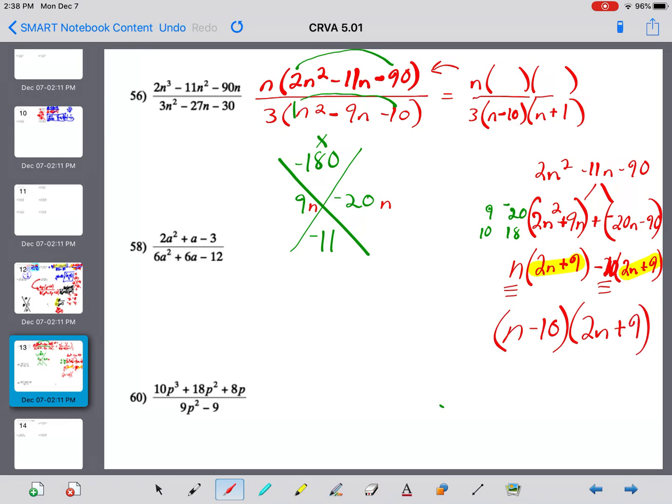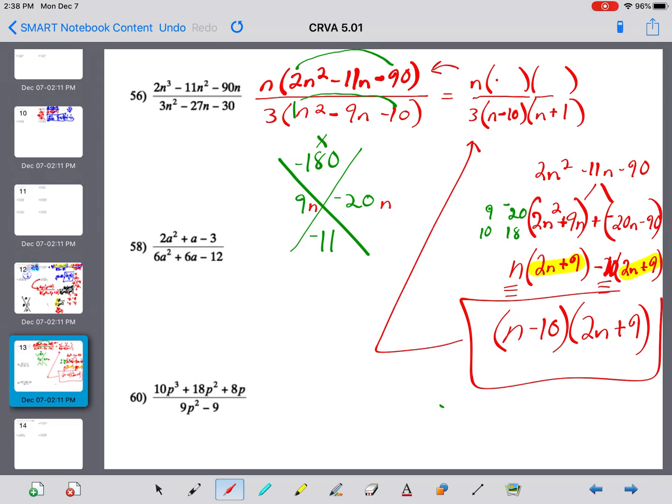And then 2n plus 9. This is what goes back up there. N minus 10, 2n plus 9. So these factors are the same. And now we have our final answer of n times the quantity 2n plus 9 divided by 3 times the quantity n plus 1. There we are. Bada bing, bada boom.